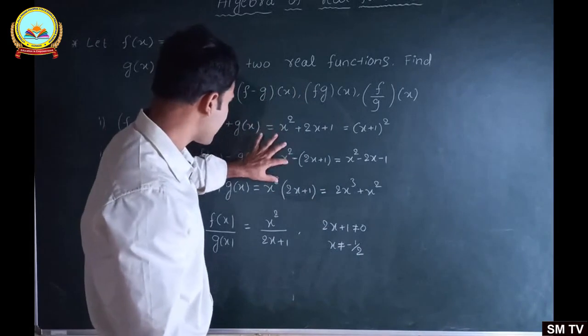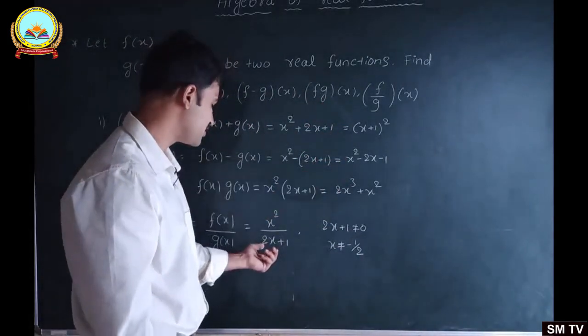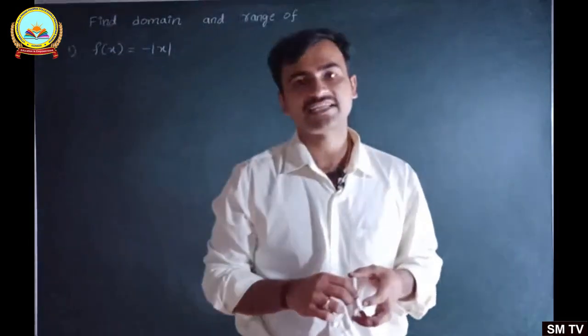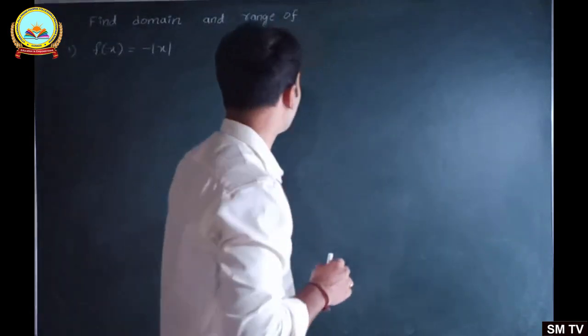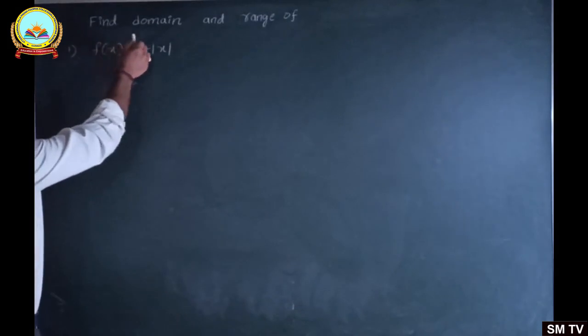In the case of division, the condition that the denominator should not be equal to 0 is a very important condition. But addition, subtraction and multiplication are very easy. Simply you can add, subtract, multiply. But when you divide, you should take care.